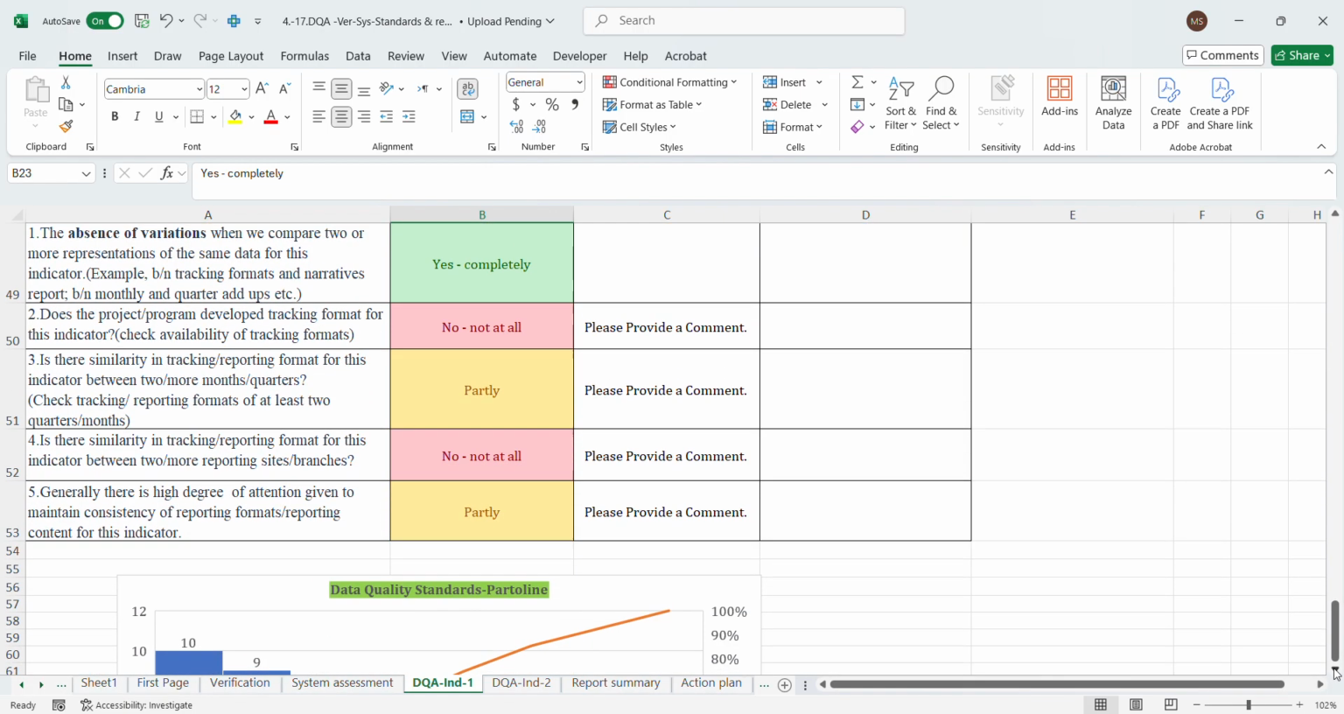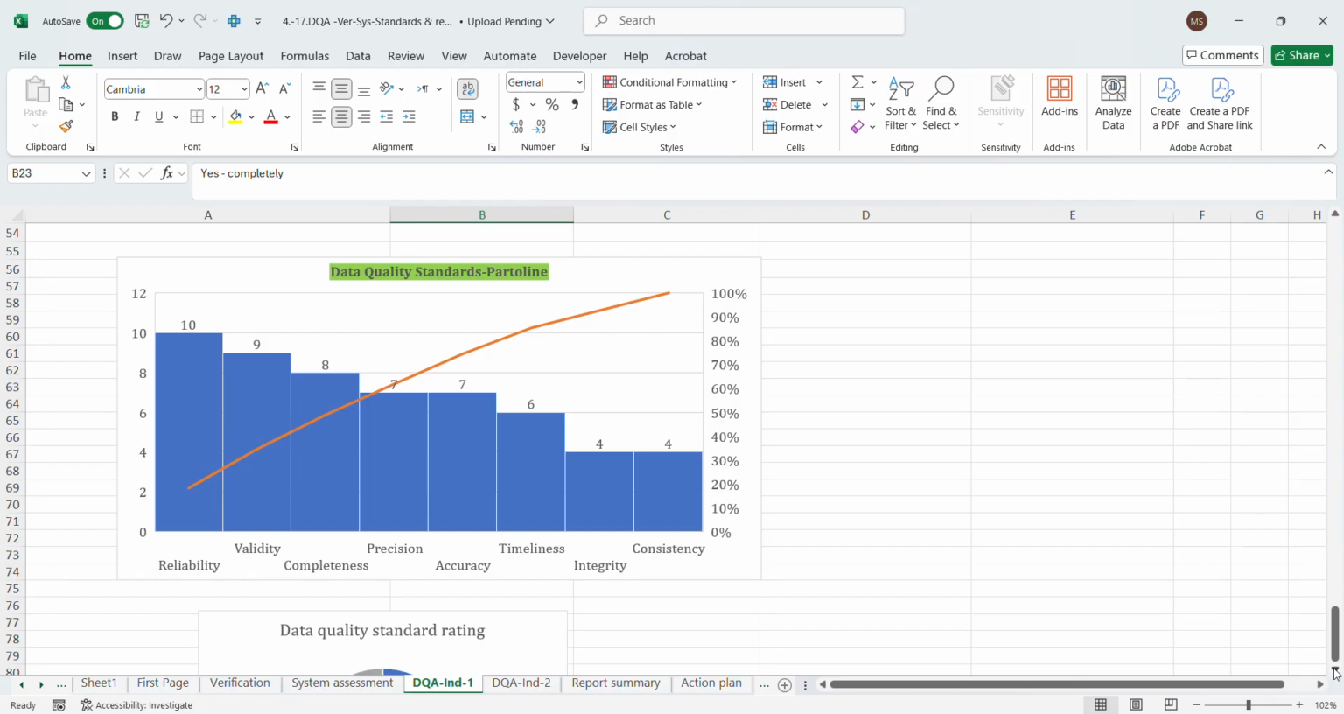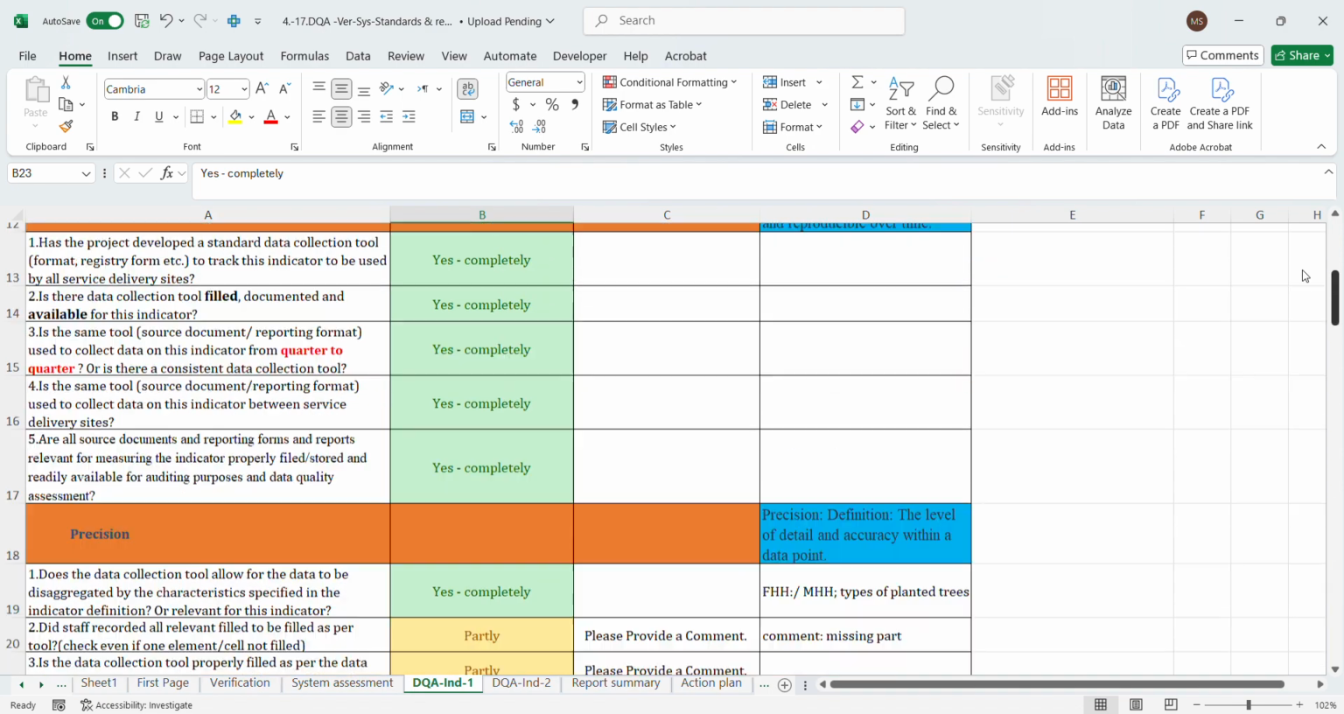So let's look again for precision in the final report. Precision stands here. So that is it.